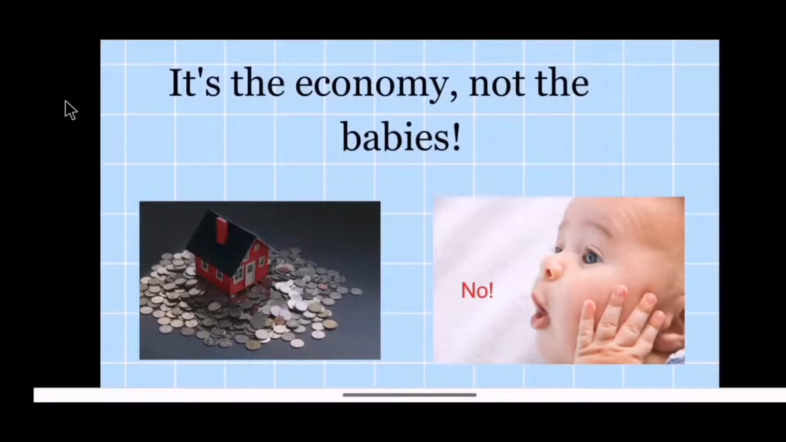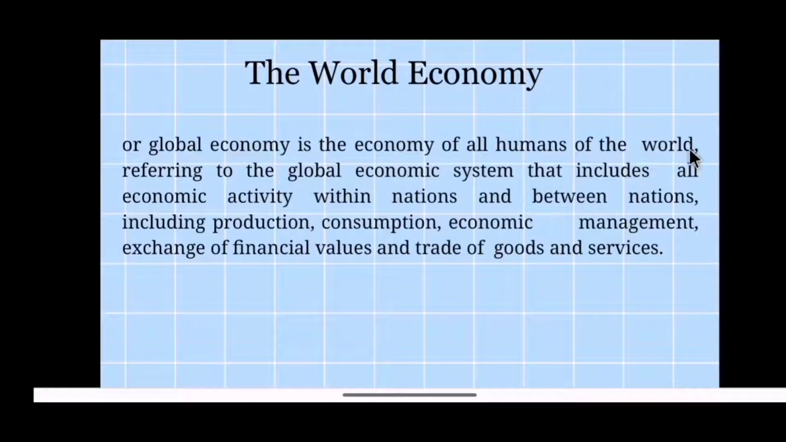Good day everyone, this is Justin, and for another topic under Lesson 9, the global demography, we have the so-called "It's the economy, not the babies." But first, let's talk about the world economy. The world economy or global economy is the economy of all humans of the world, referring to the global economic system that includes all economic activity within nations and between nations, including production, consumption, economic management, exchange of financial values, and trade of goods and services.